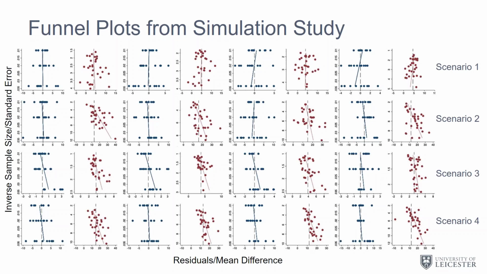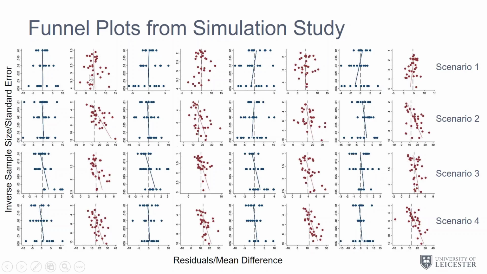So this slide here contains funnel plots from the first 4 simulated meta-analysis data sets for each scenario. These are pairs of plots. These 2 plots here are the same data set, but this blue plot on the left is our new approach, where we've got residuals on the x-axis and inverse sample size on the y-axis. And this red plot is Egger's test, where we've got mean difference on the x-axis and standard error on the y-axis. And on these ones, we've plotted the regression lines from the associated regression tests.